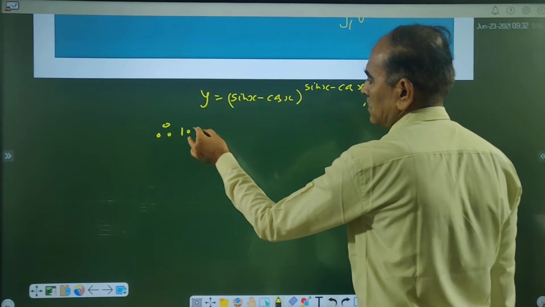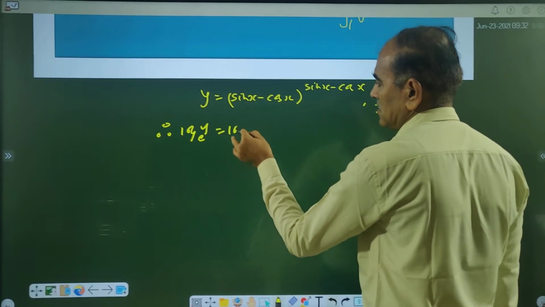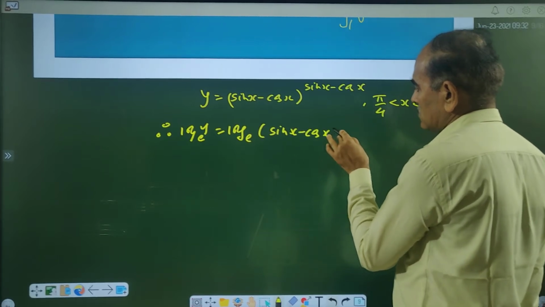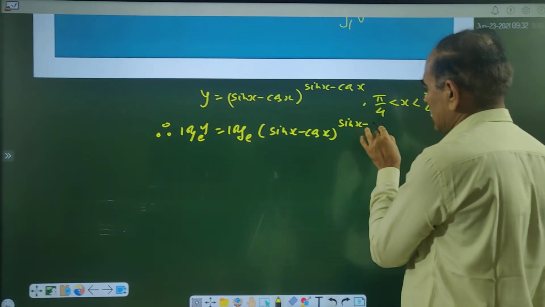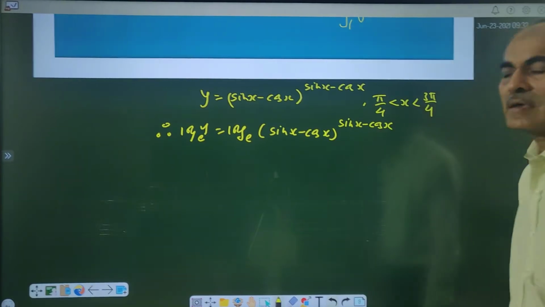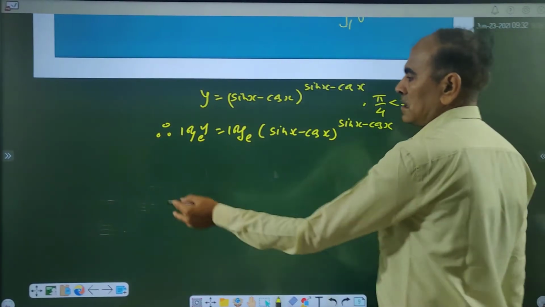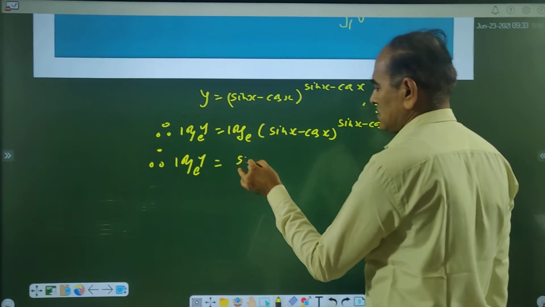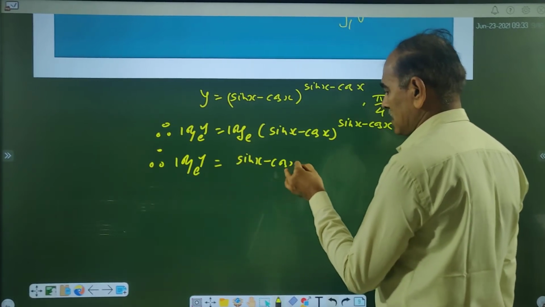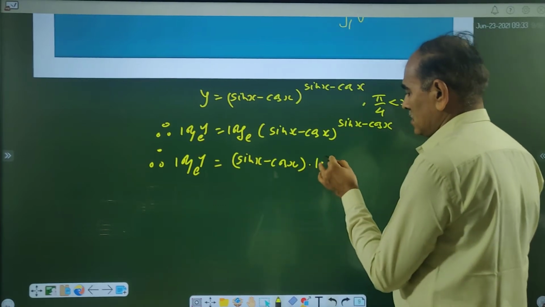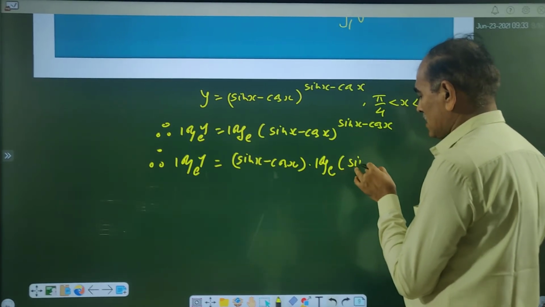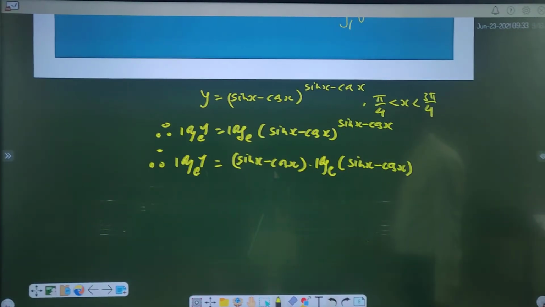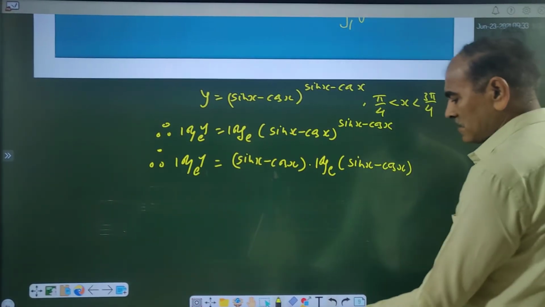So taking log on both sides, log y base e is equal to log base e of (sin x minus cos x) raised to (sin x minus cos x). Agree with me? Yes. Now what is the next step? Therefore, log y base e is equal to (sin x minus cos x) into log base e of (sin x minus cos x). Now we have to differentiate with respect to x.